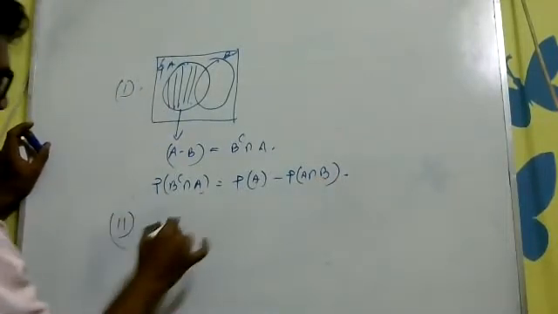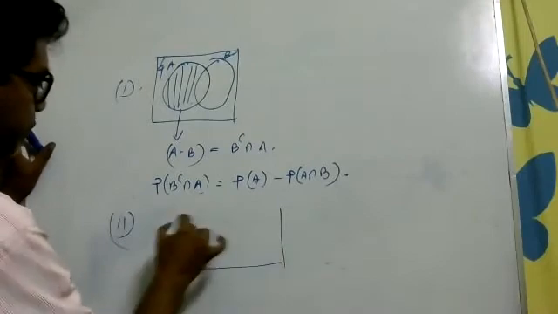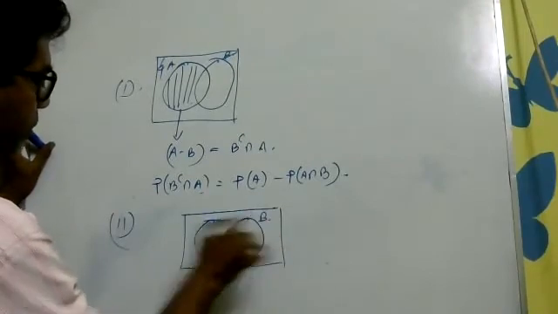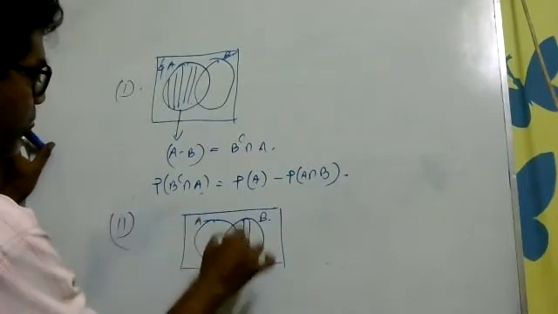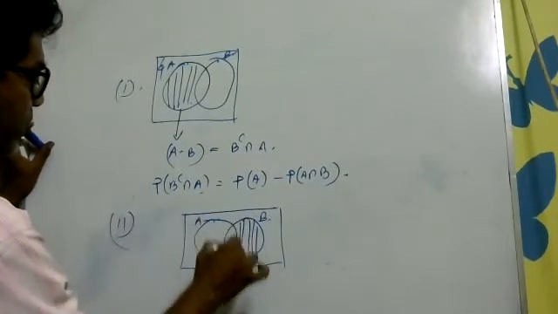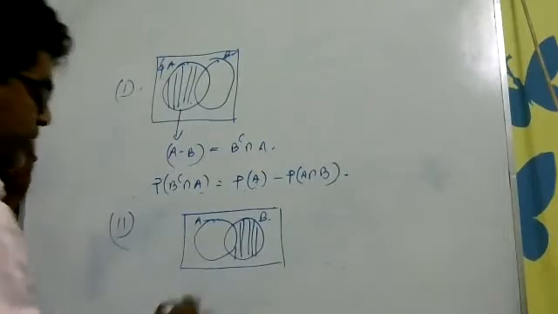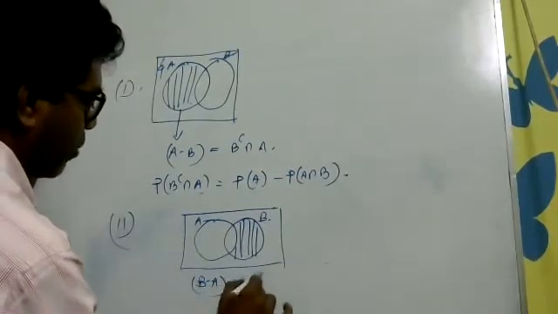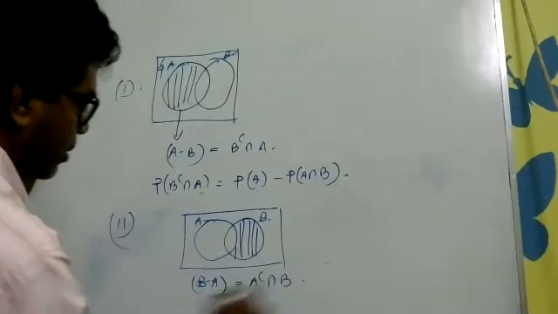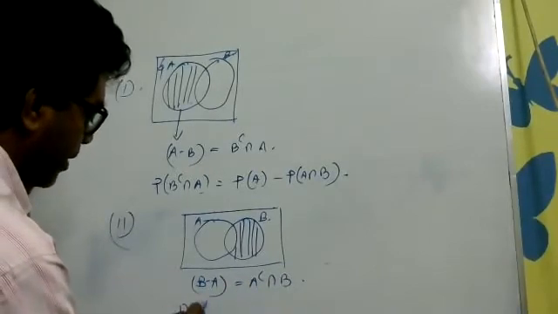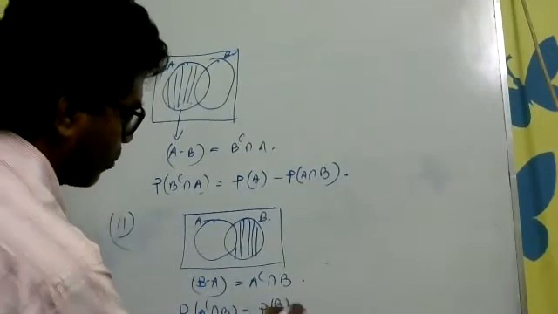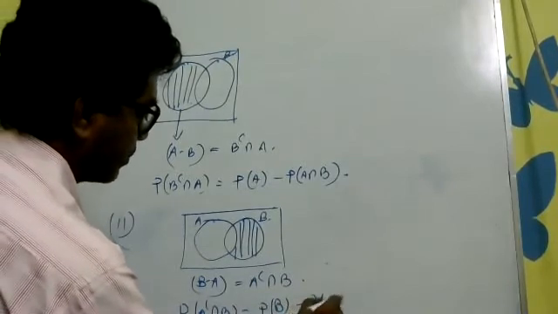Number second case, if I draw the reverse diagram, that is your set A and that is your set B. This portion is also known as B minus A. B minus A means होता है A complement intersection of B. The probability of A complement intersection of B is equal to probability of B minus probability of A intersection B.